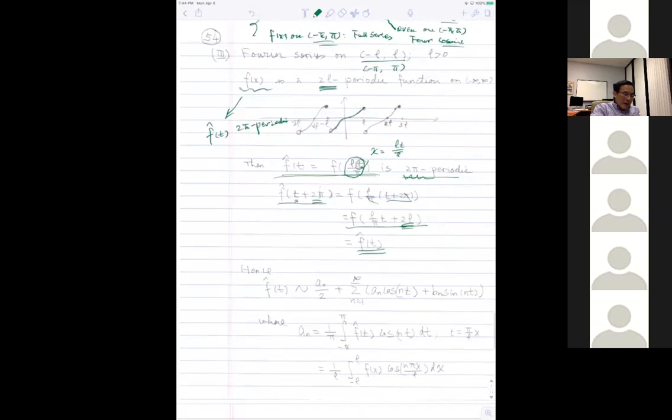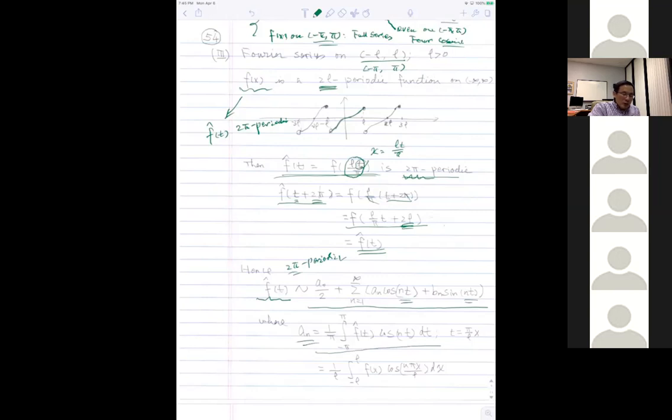So then, because f(t) is a 2π periodic function, we have a Fourier series expansion like this. It's just as before, but with x replaced by t, because this is a 2π periodic function. Now, the a_n are given by the formula as before. This is the formula that we had before.